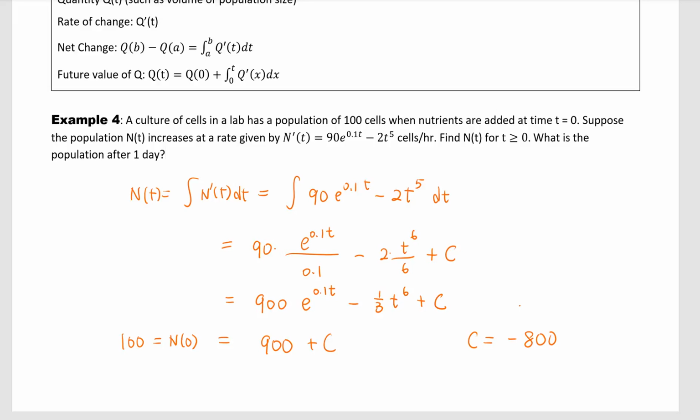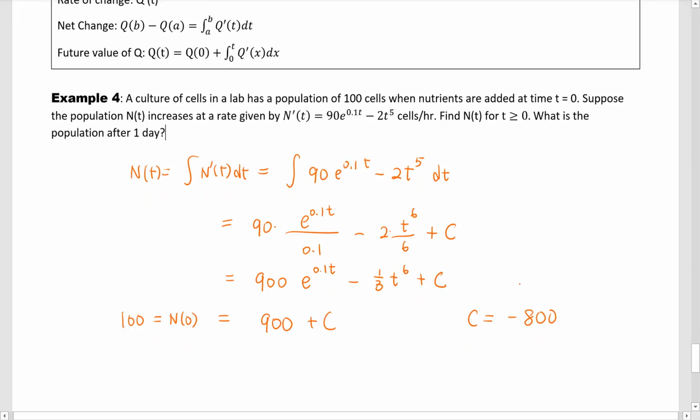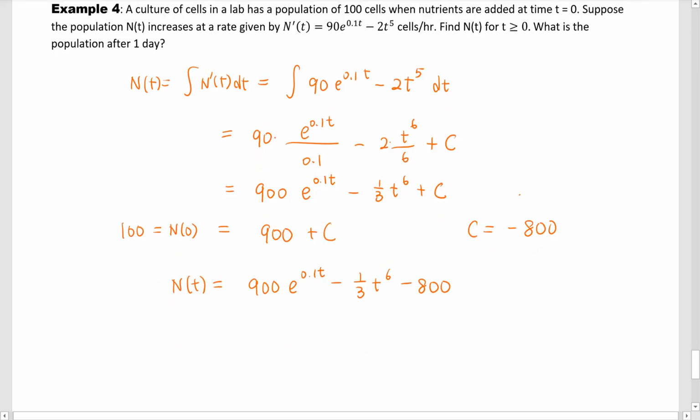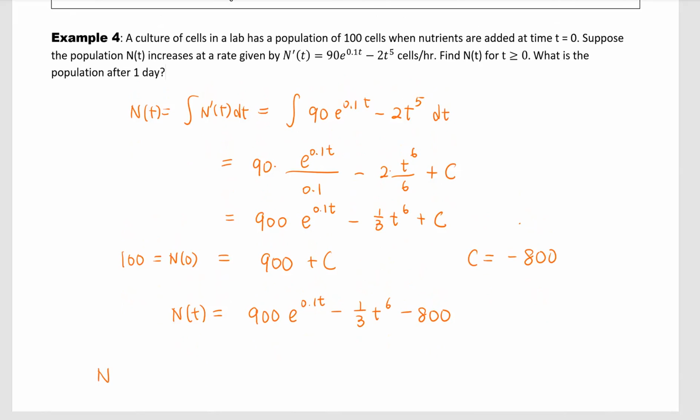All right, so let's see what's next. Okay, so then n of t is gonna be 900 e to the 0.1t minus 1/3 t to the 6. And then c is minus 800. So far so good, everybody? Okay, and then what is the population after 1 day? Well, is this n of 1? Is this n of 1?